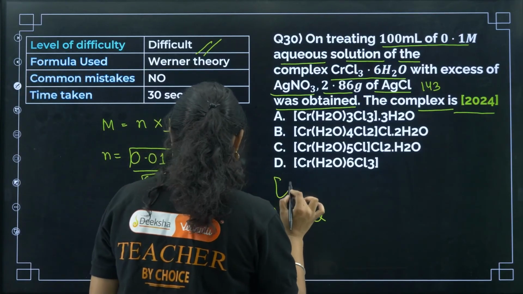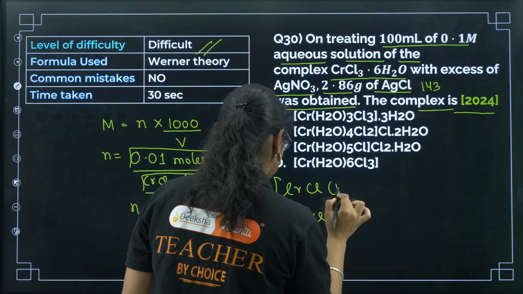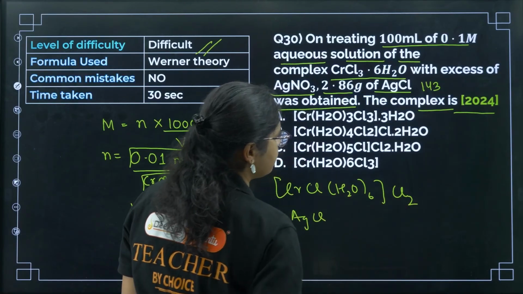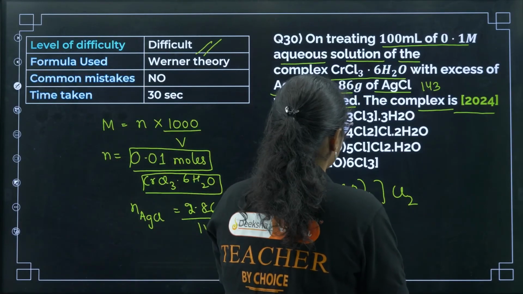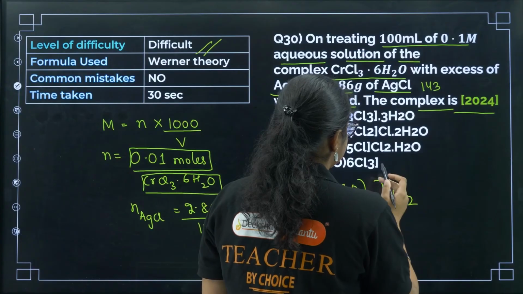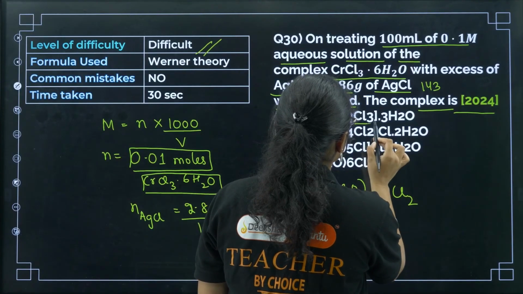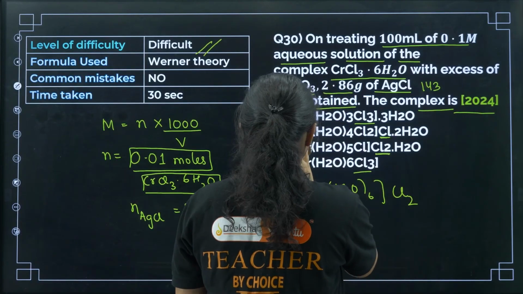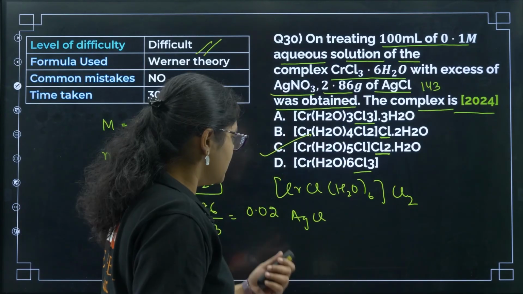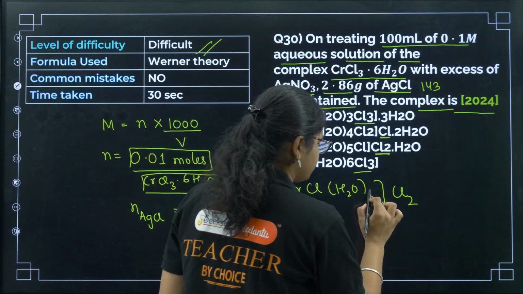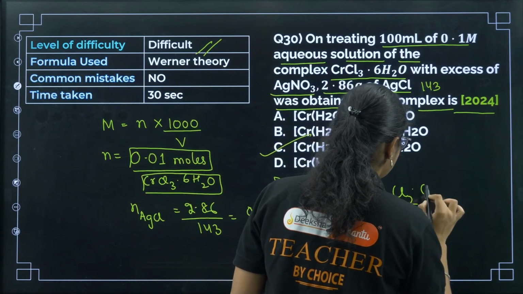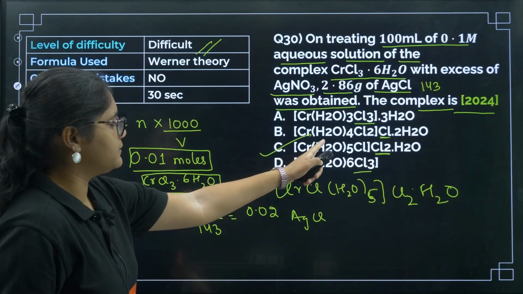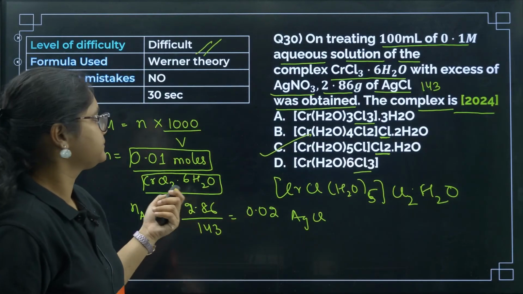So what will be the formula here? CrCl(H2O)5 whole, Cl2, right? We need 2 chlorine outside. Water can be inside or outside. Here there is no chlorine outside, here 1 chlorine, here 2 chlorine, and here also no chlorine outside. So the correct answer will be option number C. It has to be 5 water molecules because the coordination number cannot be more than 6 here.